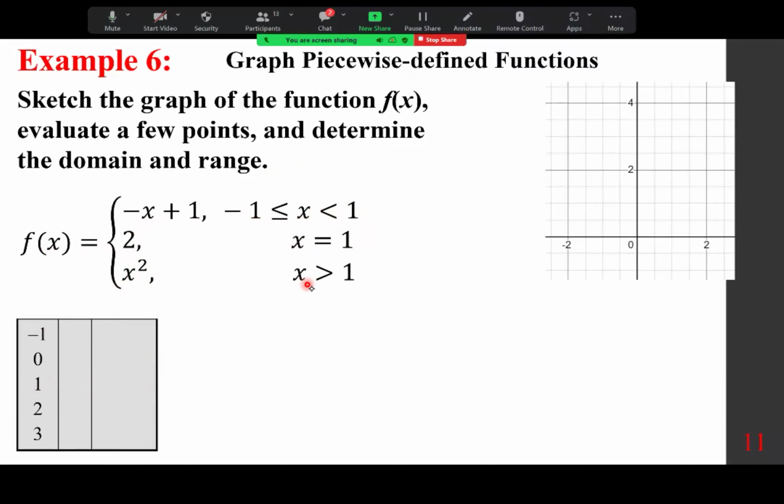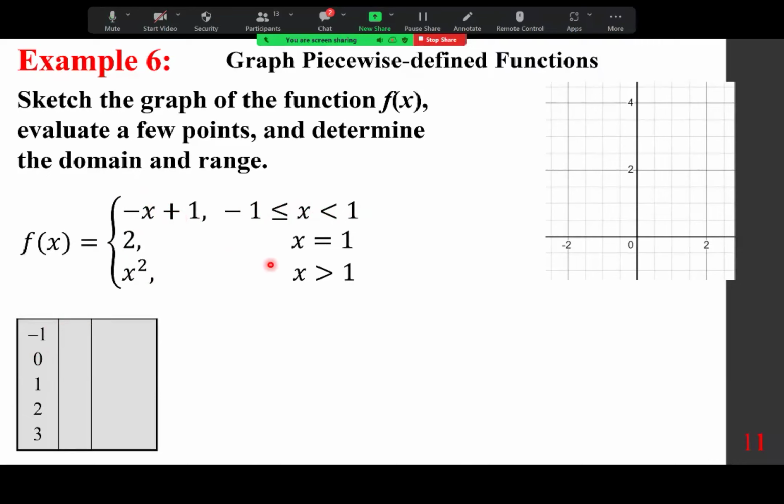So let's start with -1. -1 is included here. So if I put a -1 here, I get minus -1, which makes it positive 1, and f of -1 is 2. If I want to put 0, it's between -1 and 1, so I'm going to put it here again. And 0 gives me 0 plus 1, which is 1.